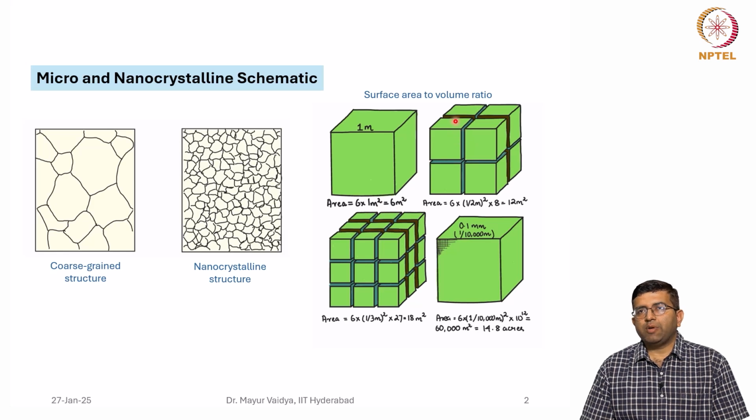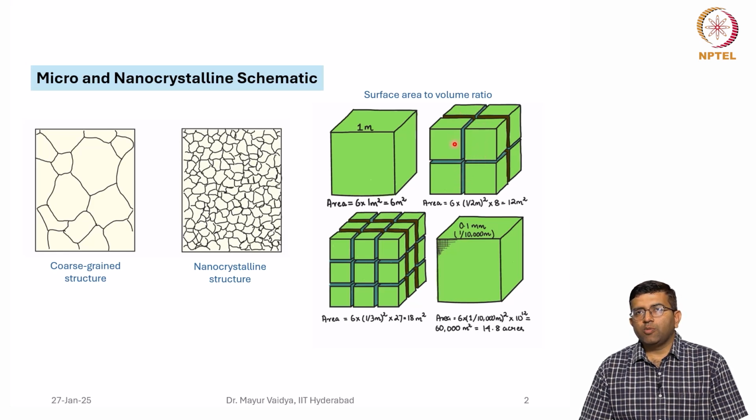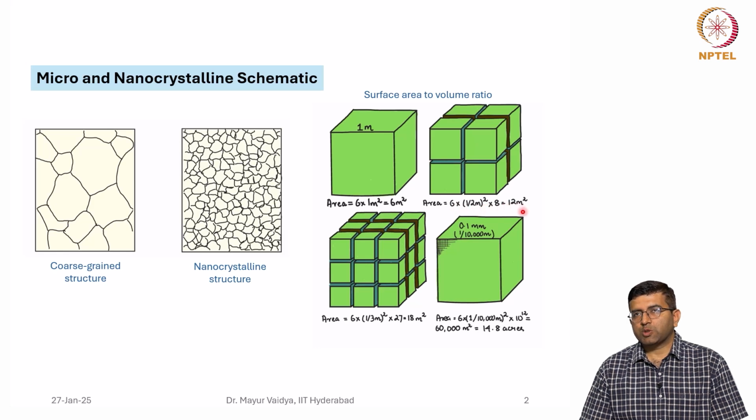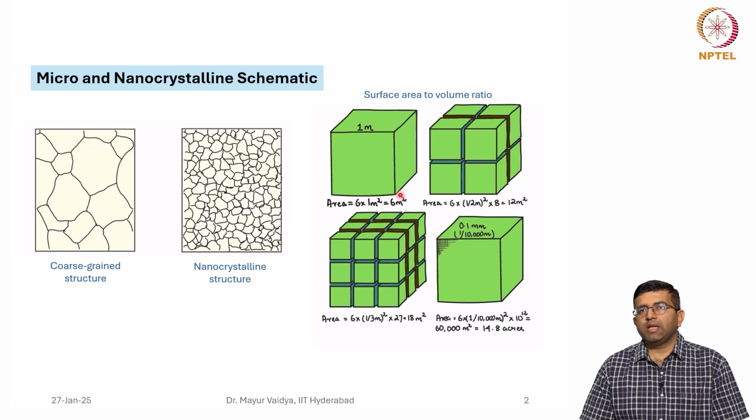Now let's say I break it down into cubes of equal dimensions. The volume remains the same, so the edge length becomes half, and I cut it into 8 cubes actually. So 8 into 6 into (1 by 2) whole squared gives me 12 meters squared. So you already see that the surface area has increased.